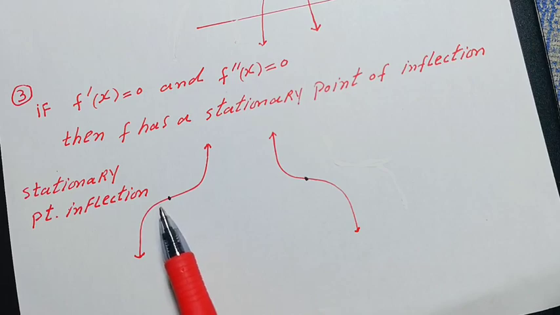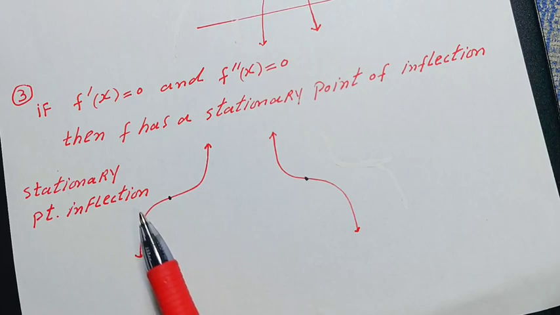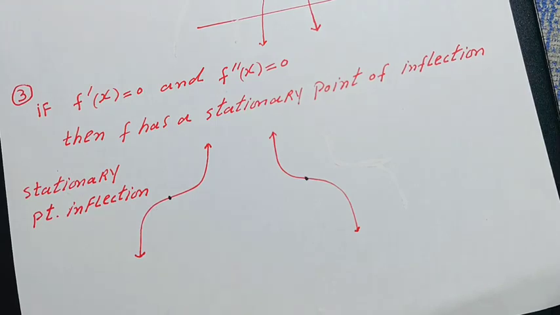So this is a turning point as well as a point of inflection, neither a local minimum here nor a local maximum here. A turning point that is also a point of inflection, we call a turning point of inflection, or you can say a stationary point of inflection. Now I'm going to implement these concepts in one example. I'll show you how to apply these concepts on questions.